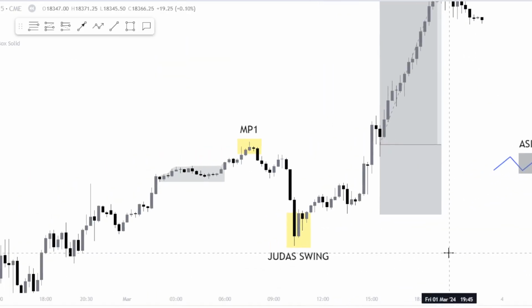So this gives you a very basic overview of how you can trade NQ or NASDAQ, or even SPY or ES, in these types of markets using ICT concepts.